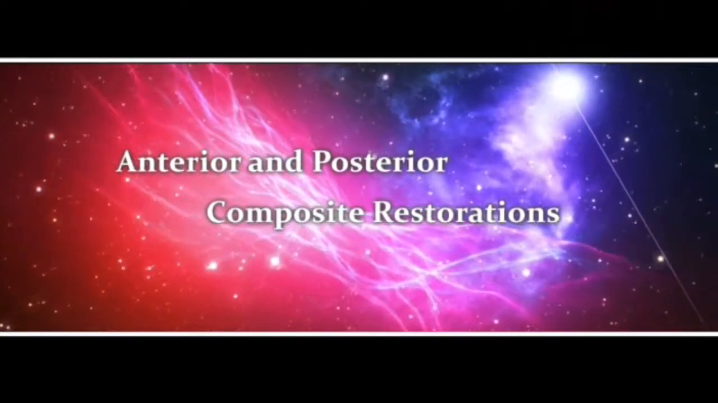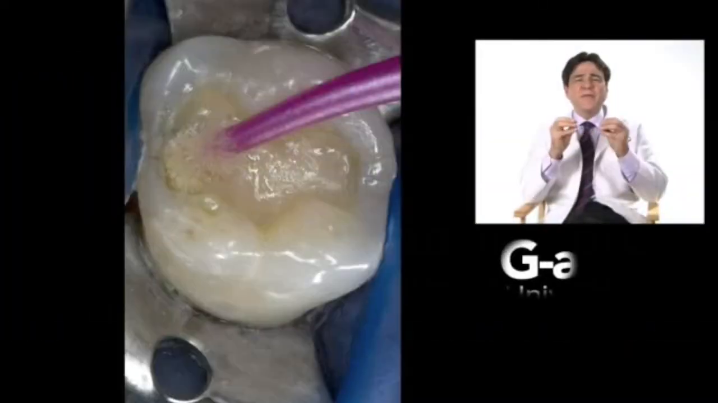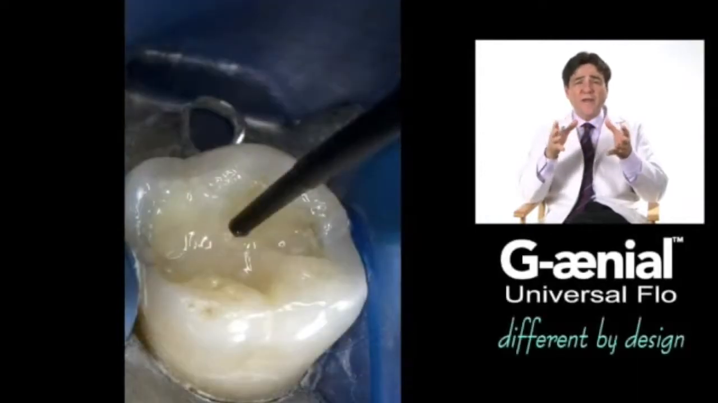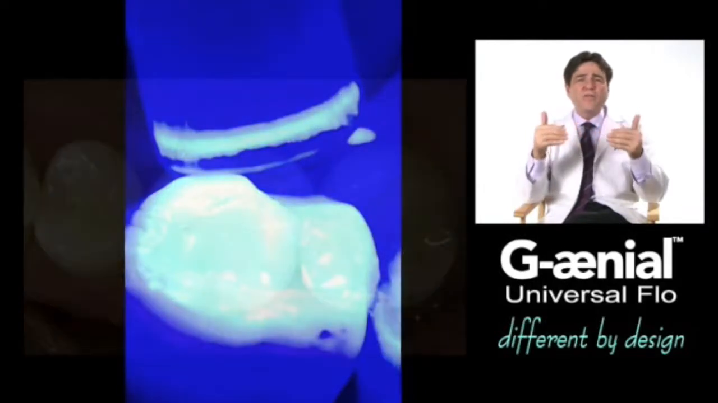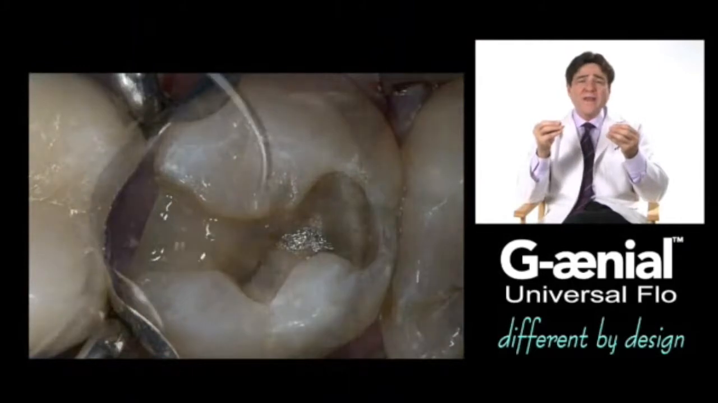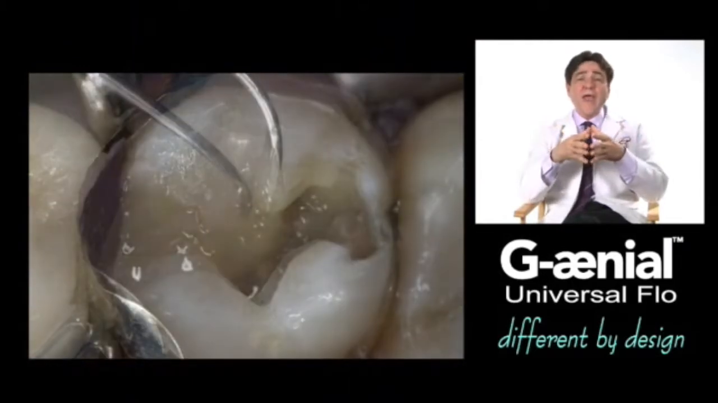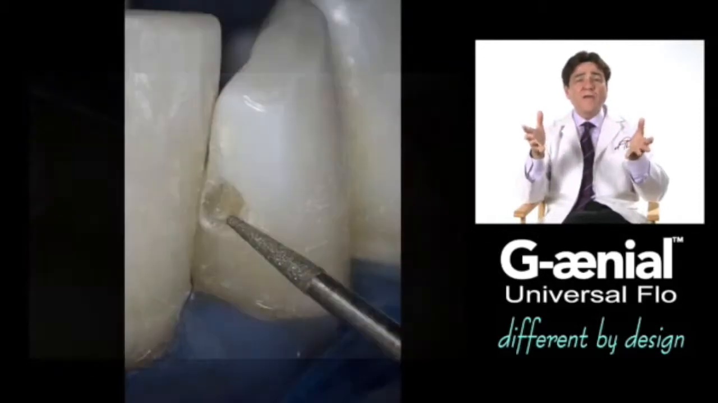For anterior and posterior composite restorations, by utilizing precise restorative placement techniques, conservative adhesive preparation designs, and a more thorough adhesive protocol, these advanced formulations such as G-ænial Universal Flo can be utilized for Class 1, Class 2, Class 3, Class 4, and Class 5 restorations, diastemic closures, and direct veneers.